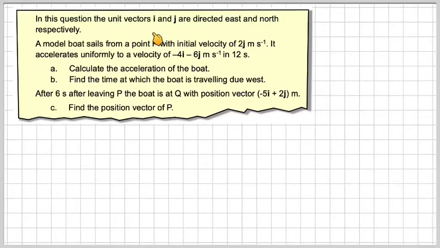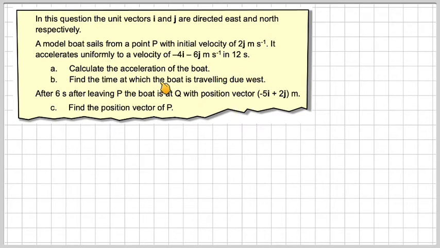In this question, the unit vectors i and j are directed east and north respectively. A model boat sails from point P with an initial velocity of 2j meters per second. It accelerates uniformly to a velocity of -4i minus 6j meters per second in 12 seconds.